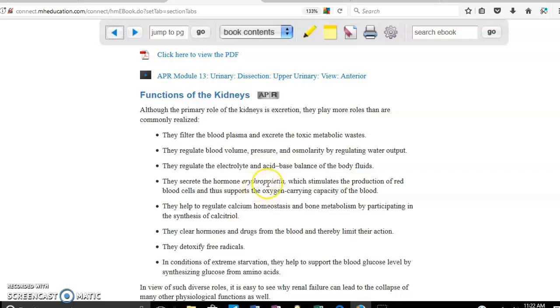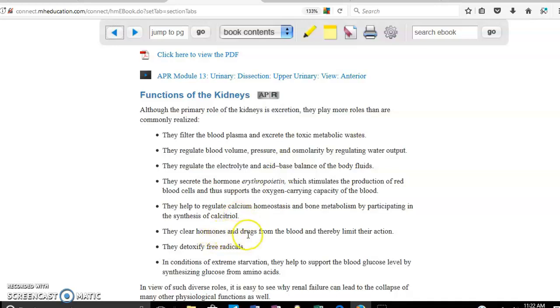Secrete hormones such as erythropoietin. Erythropoietin is released when we need to provide more red blood cells. Erythropoietin goes to your bone marrow and stimulates the production of red blood cells. Help regulate calcium homeostasis because, again, they help us eliminate electrolytes and substances such as calcium.